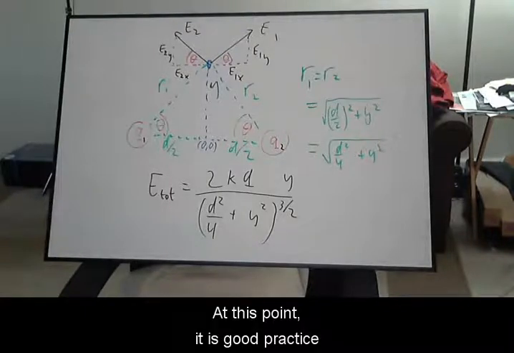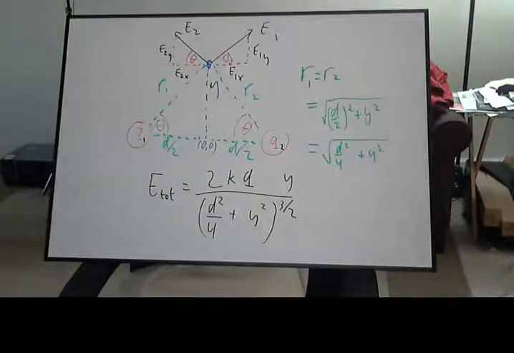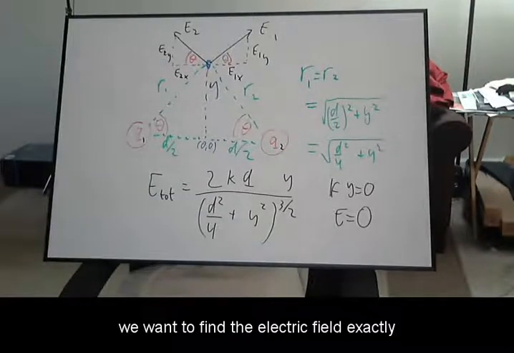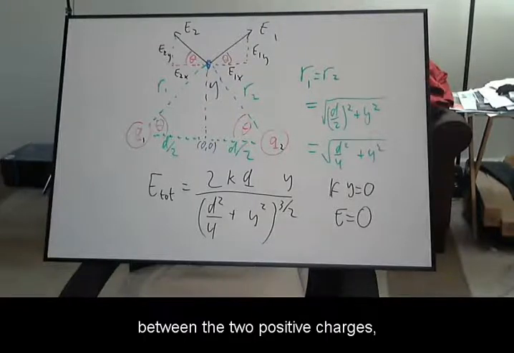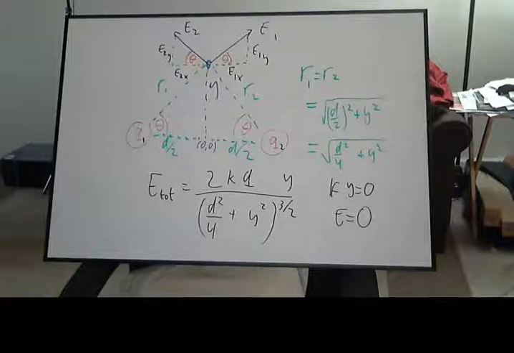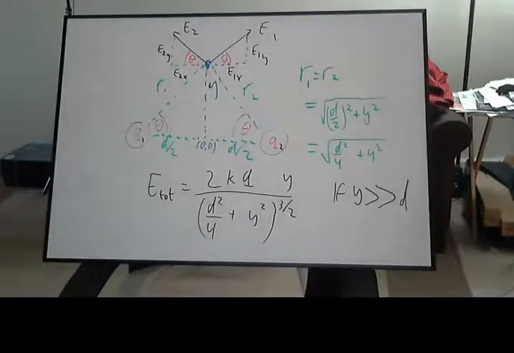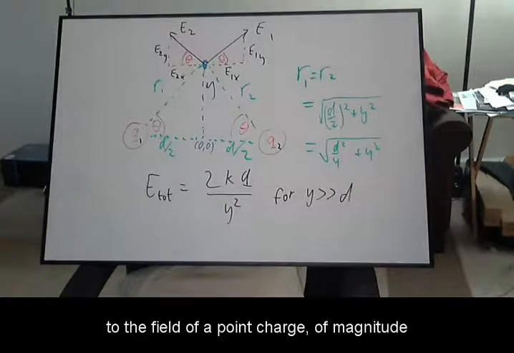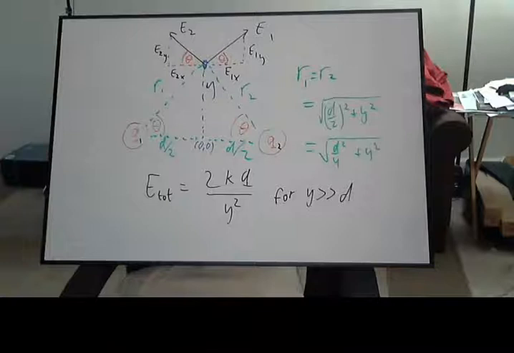At this point, it is good practice to interpret the solution. Notice first that if we want to find the electric field exactly between the two positive charges, it came out as zero, as expected. In the very far field, where y is much greater than d, the expression simplifies to the field of a point charge of magnitude 2q.